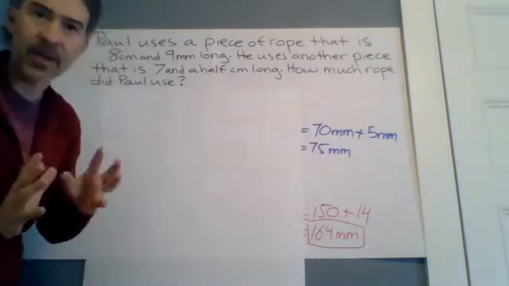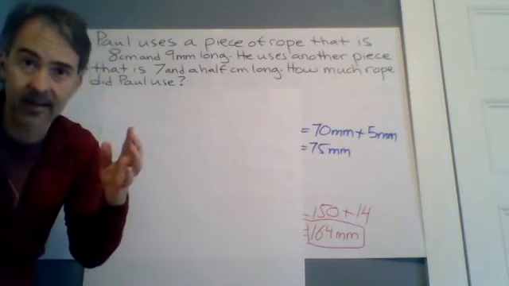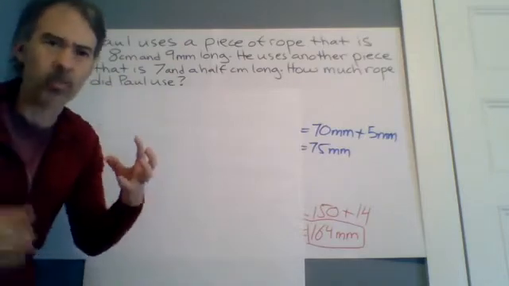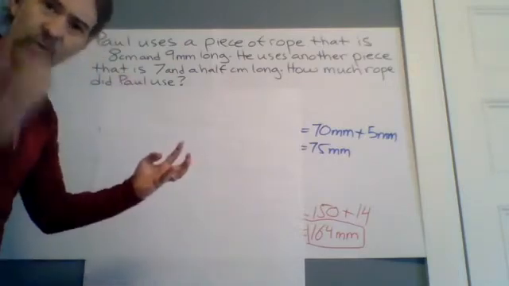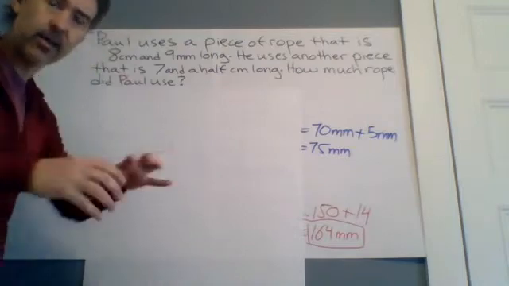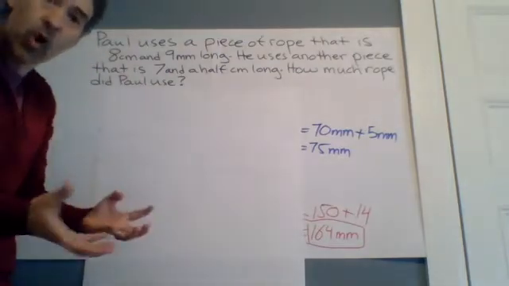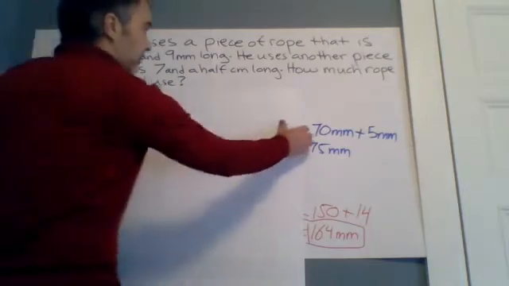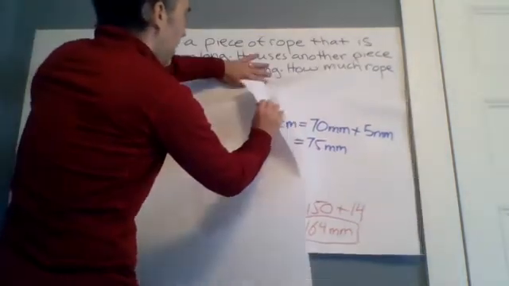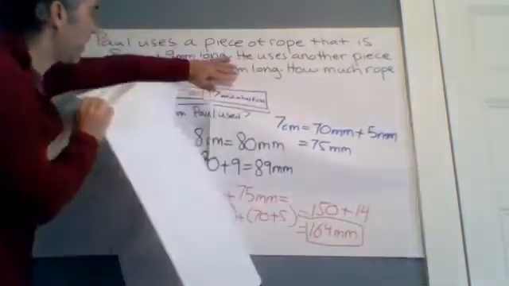Always, first step is get a picture in our head, right? What's happening in the problem? I see two pieces of rope, different lengths, and I want to know how much rope was used altogether. So here's my visual model that I created.